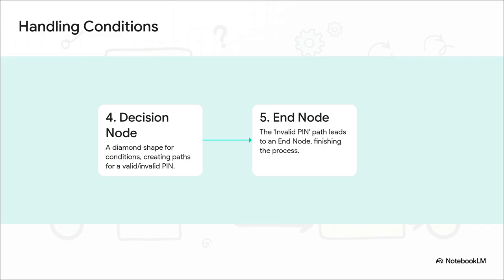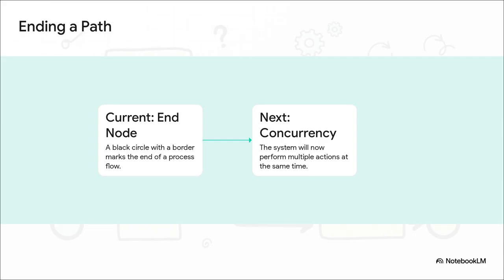And to handle that fork in the road, we use something called a decision node. It's always shown as a diamond shape. Think of a decision node as asking a question that has a simple yes or no answer. In our case, the question is obvious. Is the PIN valid? And just like that, our single path splits into two different branches. So if the answer is no, if the PIN is invalid, well, that's the end of the road for that attempt.